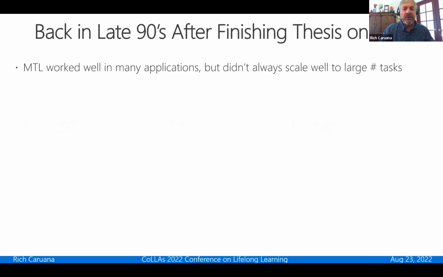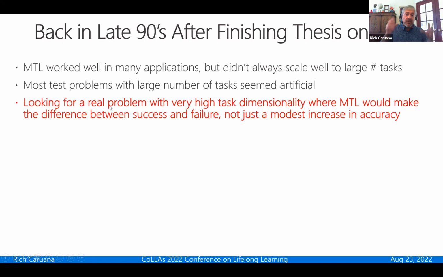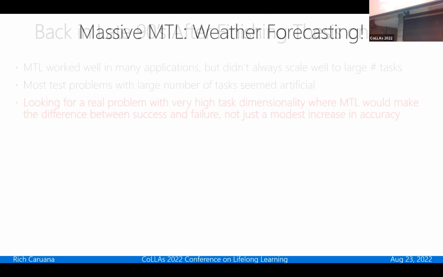Multitask learning by the end of my thesis was working well in many applications, but it did not scale well to large numbers of tasks, that is, hundreds or thousands of tasks. And most of the test problems I could think of for a large number of tasks seemed very artificial. I had to sort of make them up as opposed to natural problems. So I was looking for a real problem that had very high task dimensionality, where multitask learning would make the difference between success and failure, not just a tiny increase in accuracy.